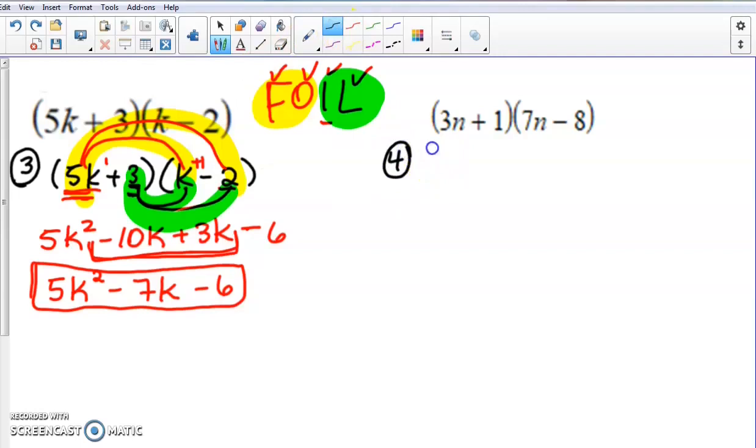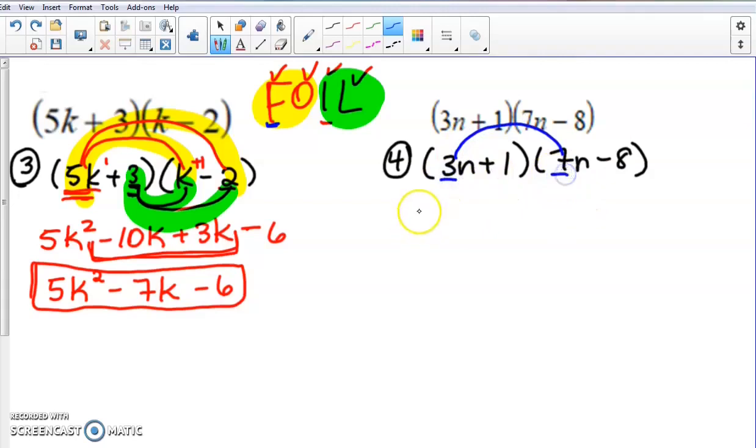Example 4. We have 3n plus 1 times 7n minus 8. So once again, we're going to FOIL. So first terms in each, so F. 3n times 7n. So 3 times 7 is 21. N and n make 1 and 1 makes 2, so it'll be n squared. Now the outside is still distributing that first term, so 3n times negative 8. 3 times negative 8 is negative 24, and we keep the n with it. So 3n times negative 8 is negative 24n.